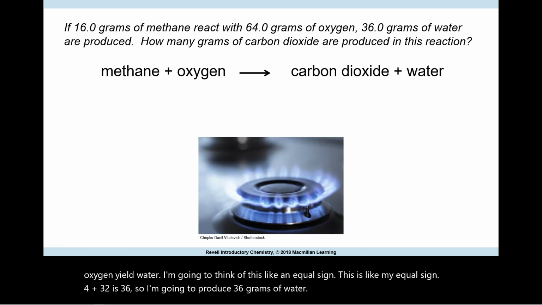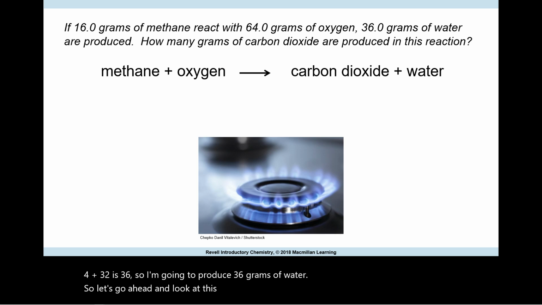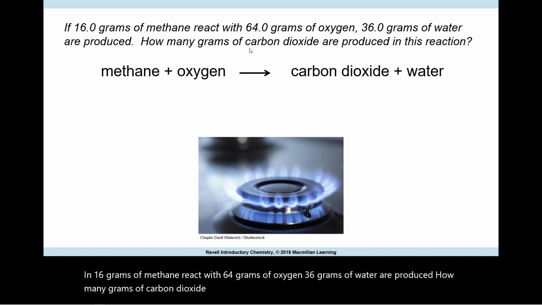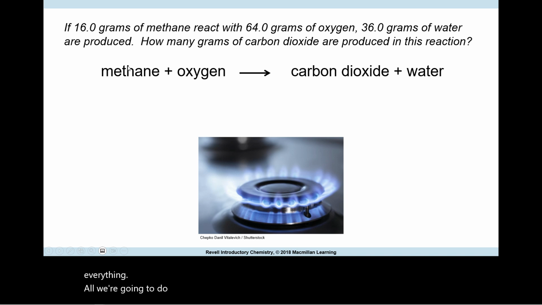So let's go ahead and look at this other example. If 16 grams of methane react with 64 grams of oxygen, 36 grams of water are produced. How many grams of carbon dioxide are produced in this reaction? All right, quite simple. It gave us everything. All we're going to do is say, well, how much do we have of each? How much methane? We have 16 grams of methane.